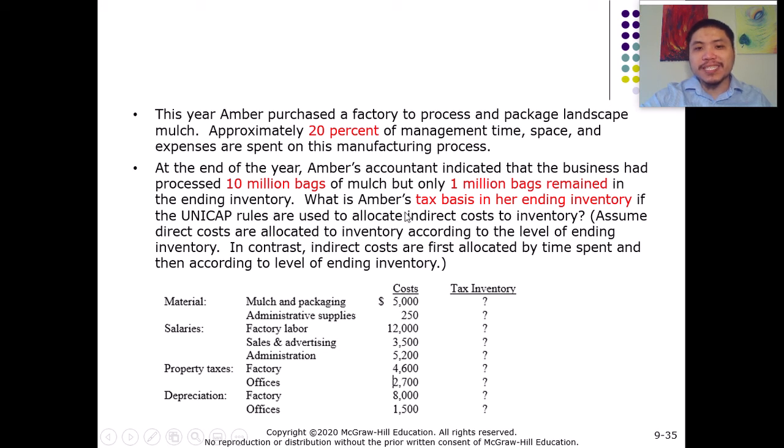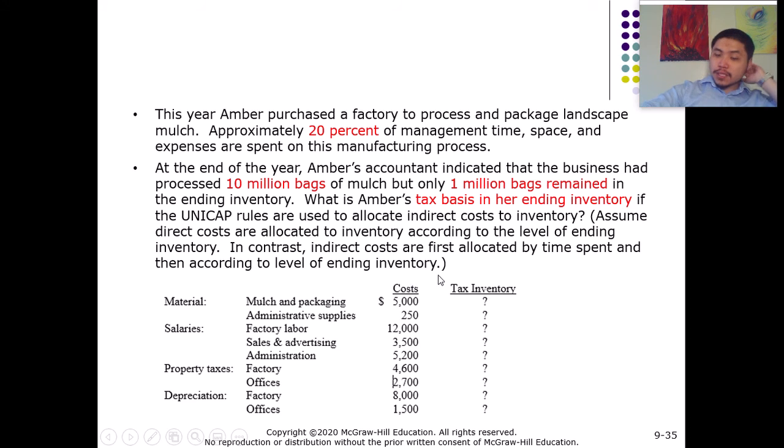So basically, the company has sold 9 million bags, and the ending inventory is only around 10% of the total production during the year. So the question asks, what is Amber's tax basis in her ending inventory, if the direct costs are allocated to inventory according to the level of ending inventory, and in contrast, the indirect costs are first allocated by time spent and then according to the level of ending inventory?